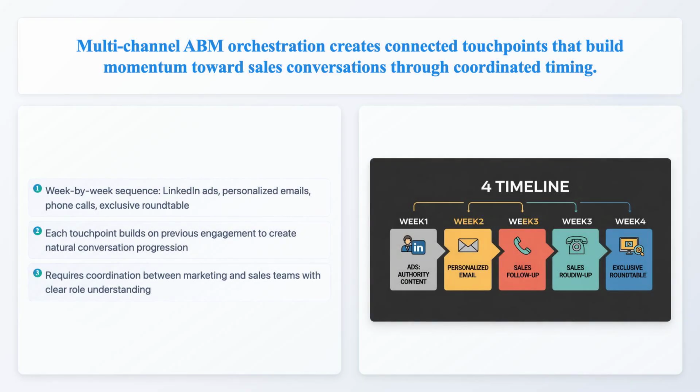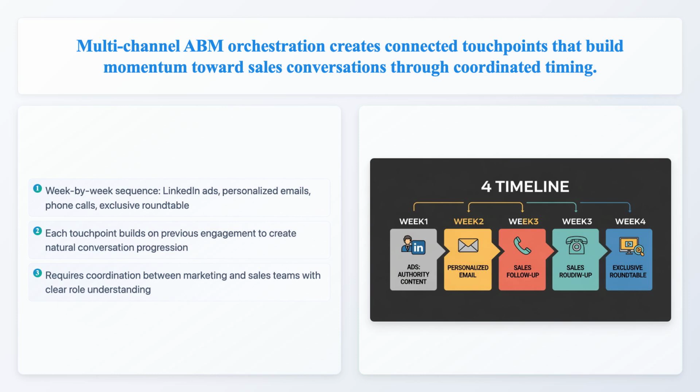True ABM power comes from orchestrating multiple channels simultaneously. Here's a one-to-few campaign example targeting automotive supply chain companies. Week 1. Launch LinkedIn ads promoting your automotive supply chain carbon compliance guide to sustainability and operations leaders at 15 target automotive suppliers. Week 2. Send personalized emails from your sales team to contacts who engage with the LinkedIn content, referencing the specific guide they viewed and offering additional insights.